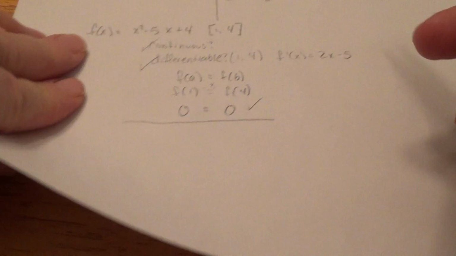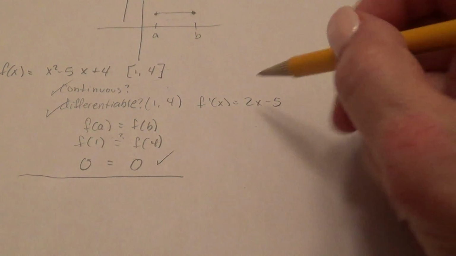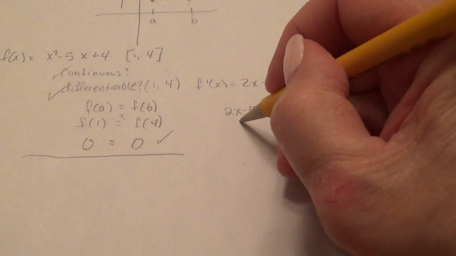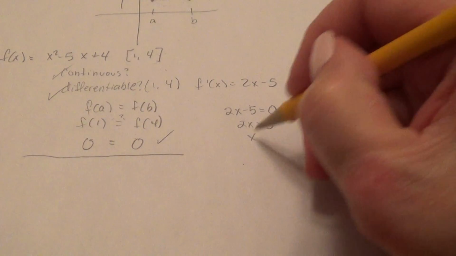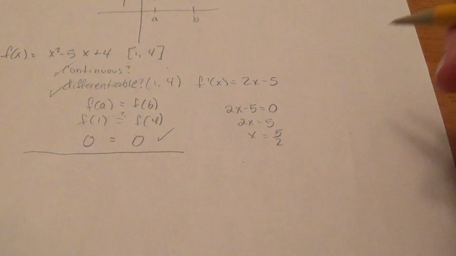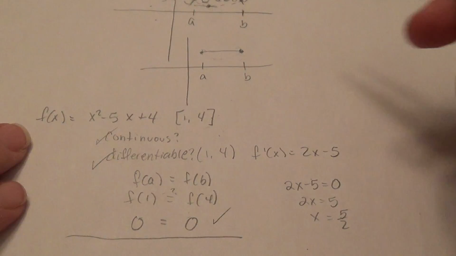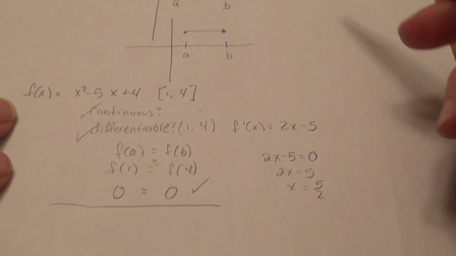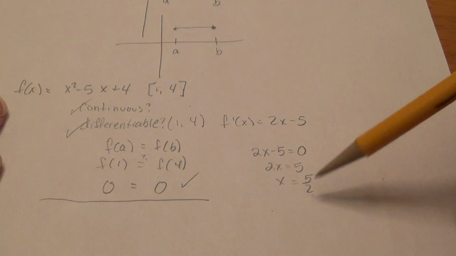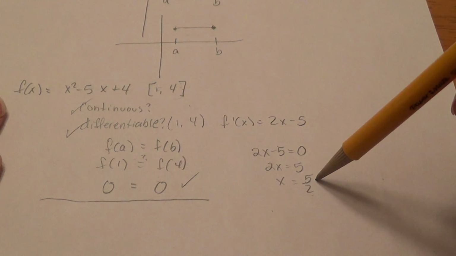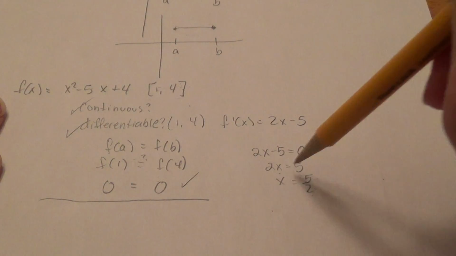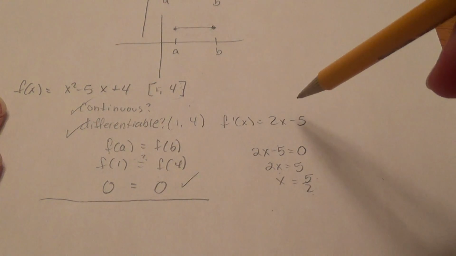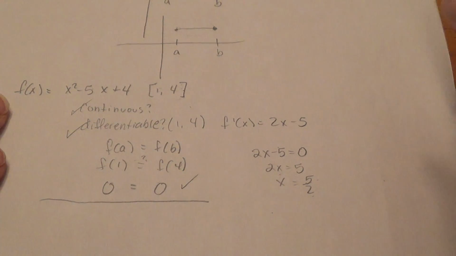What is the value between 1 and 4 where this function has a derivative of 0? Well, we already found the derivative. Let's set it equal to 0 and solve for the value of x where the derivative is 0. So I get 5/2. At 2.5, is that in the interval of interest? Yes, it is. Rolle's theorem guaranteed this value existed, and we went beyond Rolle's and found out what it was. So at x equals 5/2, this function has a derivative of 0. It's a mountaintop or a valley.